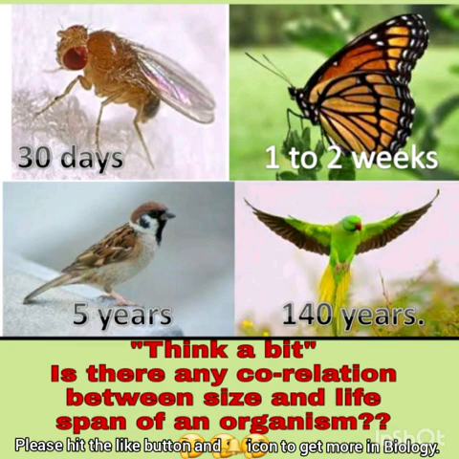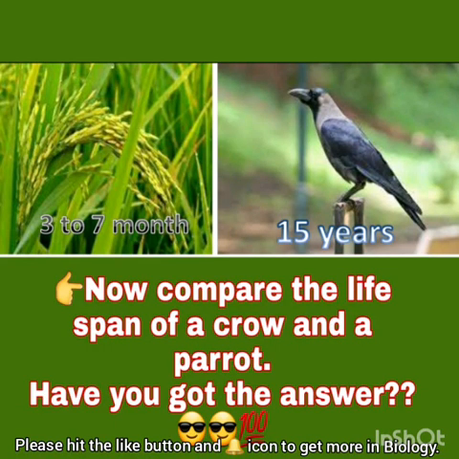Now, have a look at the lifespan of some organisms. Also keep in mind, is there any correlation between size and lifespan of an organism? Keep in mind the lifespan of a parrot, that is 140 years, and we'll get the answer in the next slide. Now you can see the lifespan of the crow is 15 years. Now compare the lifespan of a crow and parrot. Have you got the answer? Size is the same. Lifespan is different. Means size doesn't play a role in case of lifespan. Is that clear? Okay, let's move to the next topic.